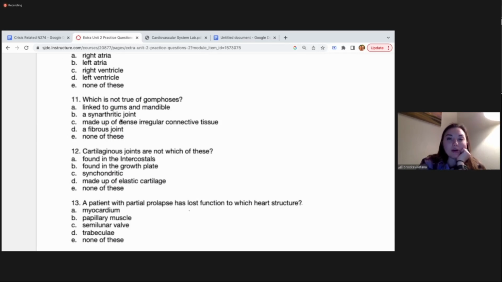That's what we talked about on Thursday, right? So let's get your wheels turning back to joints. I think that some review would be good. So which of these is not true of gomphosis? The gomphosis joint. You remember what gomphosis was? So which is not true? Is it linked to the gums? Is it synarthritic?